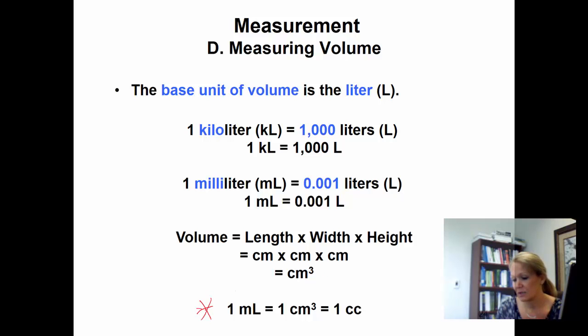Okay, and so this right here is important. 1 milliliter is equal to 1 centimeter cubed, and also 1 cc. 1 cc is centimeter cubed. These two are exactly the same thing. All of these are interconverted and used, whether it be milliliters, centimeters cubed, or cc.